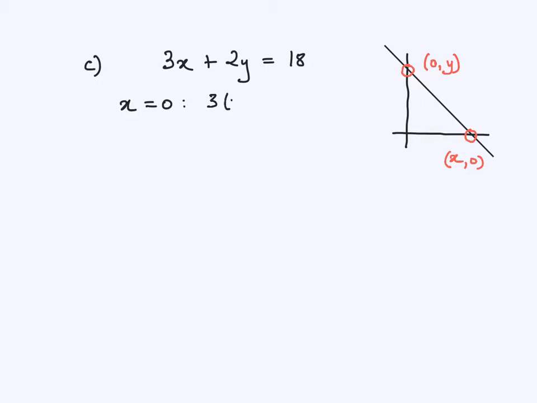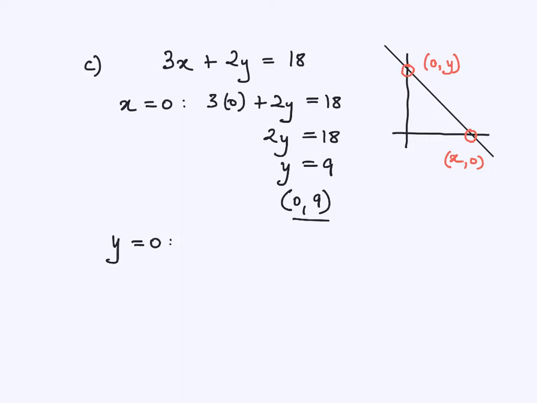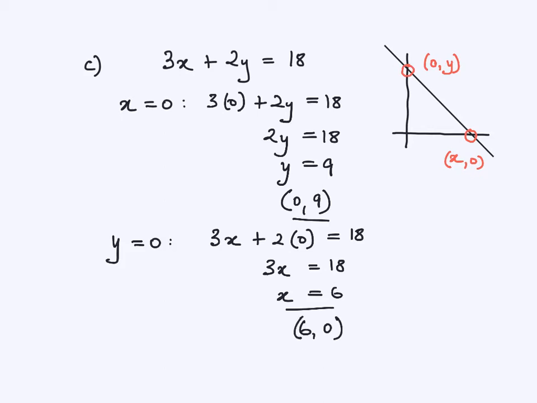So 3 times 0 plus 2y equals 18. 3 times 0 is 0, so we're just left with 2y equals 18 and y equals 9. That means I have the point 0, 9 as one of the intercepts. Set y equal to 0. So 3 lots of x plus 2 lots of 0 equals 18. 2 lots of 0 is 0. So 3x equals 18 and x equals 6. So we've got the point 6, 0. This is the x-intercept. And this point here is the y-intercept.